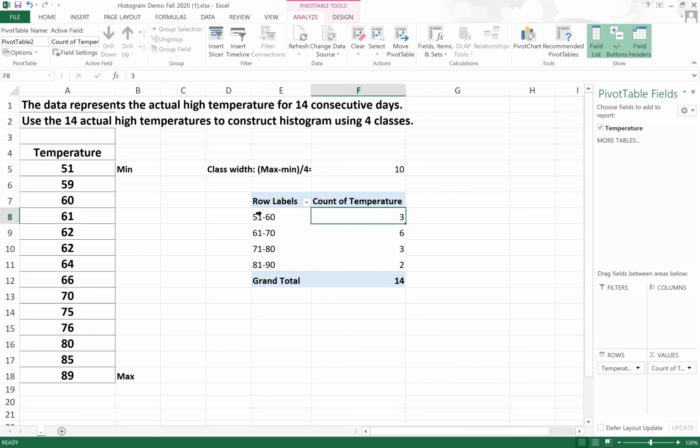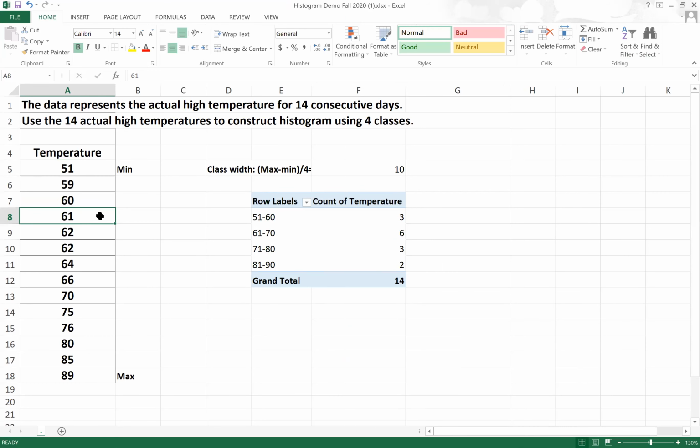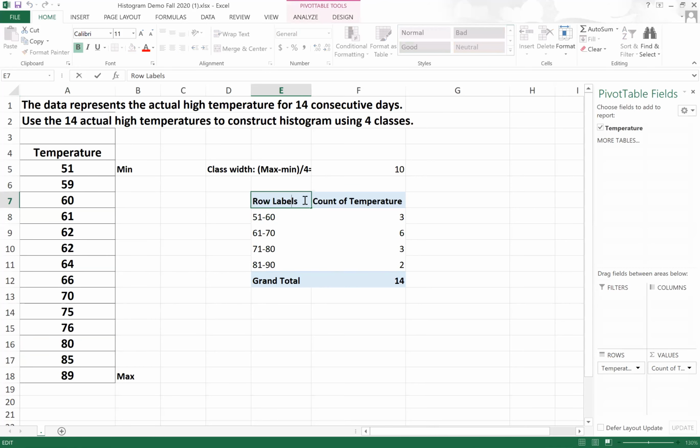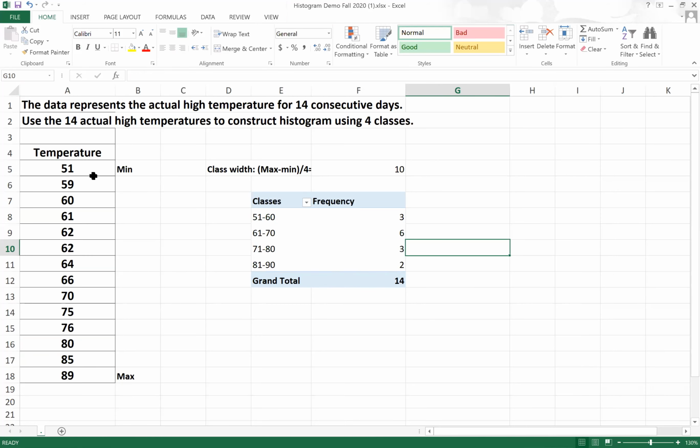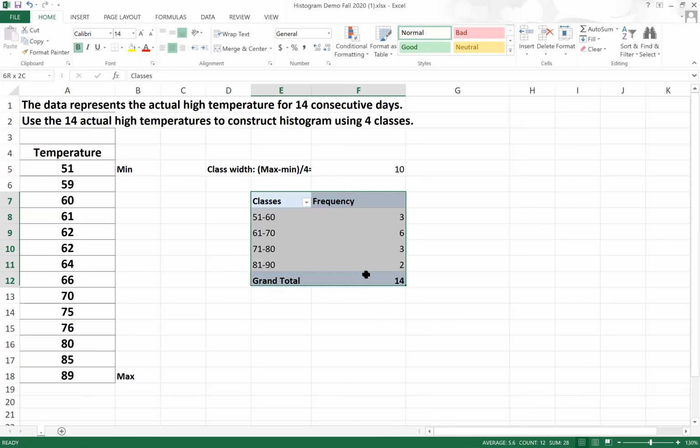Now here you go. Excel will count it for you. As you can see, 3 numbers fall in the first class. We can also double check it. Just quickly check it. 6 numbers fall in the second class, 3 numbers fall in the third class, 2 numbers fall in the last class. Yes, so it's good. And if you want, you can just change the title to classes, and then here is frequencies corresponding with each class. Okay. And then the total is 14, right?